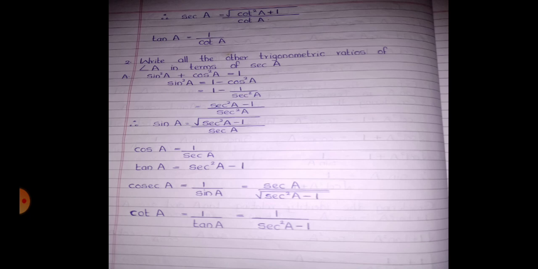Taking the square root, because you have sin square A on the left side and sec square A minus 1 by sec square A on the right side. So taking the square root on both the sides, you will have sin A is equal to root of sec square A minus 1 by sec A. Now, cos and sec. You know, cos A is 1 by sec A.